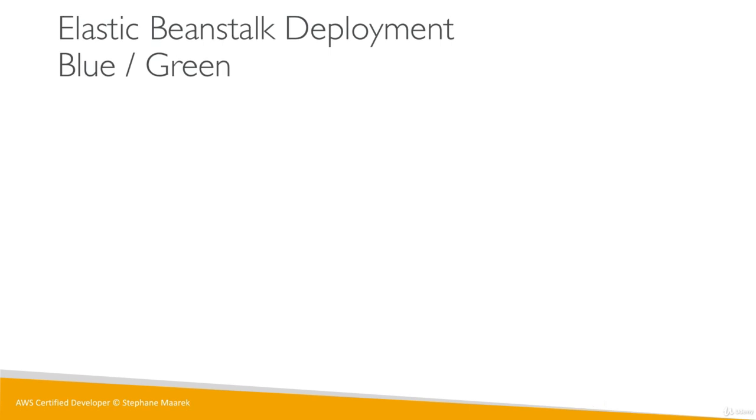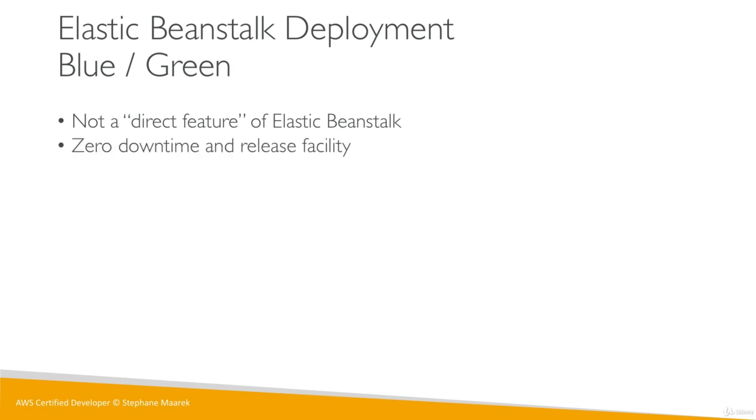Finally, there's something you may hear in the exam or in the white papers. It's called blue-green, and it's not a direct feature of Elastic Beanstalk, but I'll try to give you my best version of it. It's basically a zero downtime, and it helps with the release facility, allows for more testing, etc. And so the idea is that you want to deploy a new stage environment. So it's just another Elastic Beanstalk environment, and you'll deploy your new V2 there.